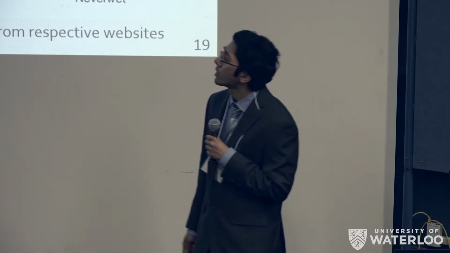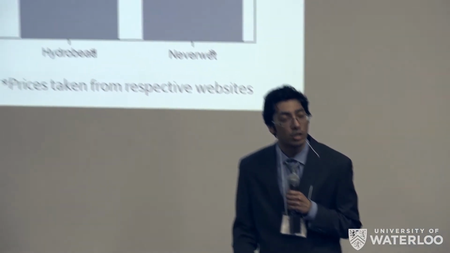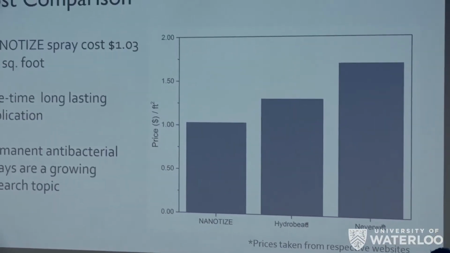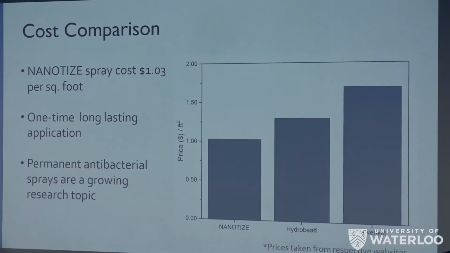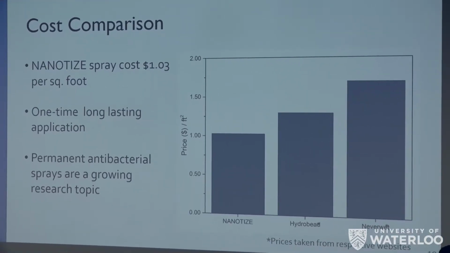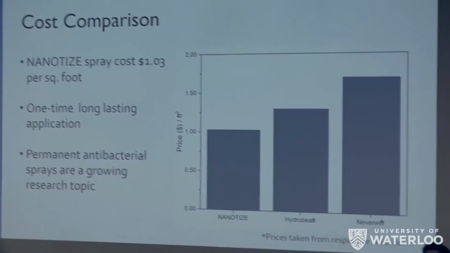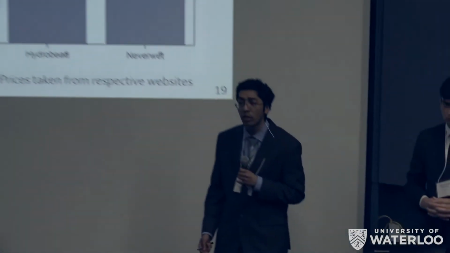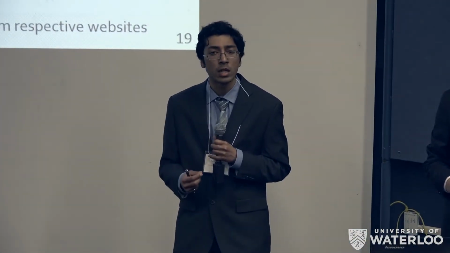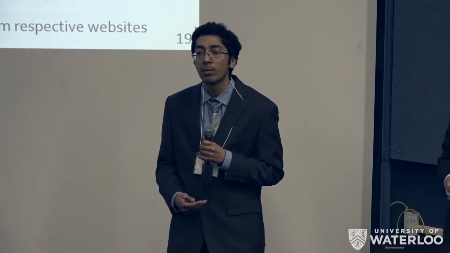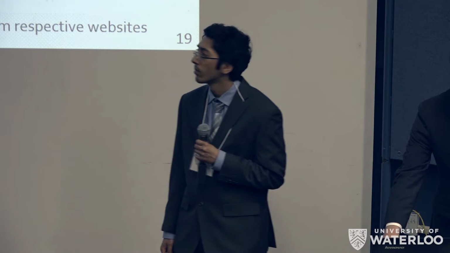So currently it costs about $1.03 to apply our coating to 1 square foot area. And that puts us in the range of other commercially available superhydrophobic and hydrophobic sprays. But since the area of permanent antibacterial coatings is a research field that continues to grow, we intend to make ourselves more competitive on the market by decreasing our cost. We're looking at different ways of synthesizing our nanomaterials and using cheaper nanomaterials without compromising the performance of our product.